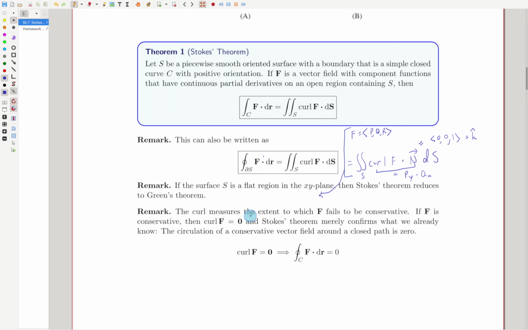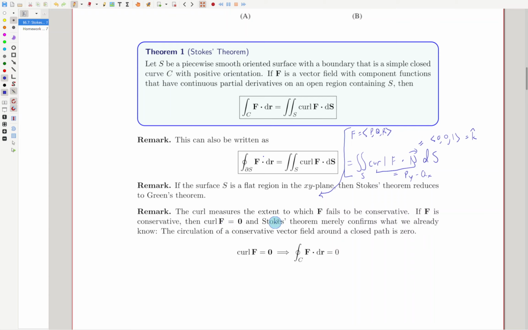Okay. What else? So one way you can think about curl is that it measures the extent to which the vector field f fails to be conservative. So you know that if the vector field f is conservative, then curl of the vector field is equal to 0. Right? That's because, as was previously mentioned, the curl of the gradient of a function is equal to 0. Right? And so if f is conservative, then that means it comes from a potential function. It means it is equal to the gradient of some potential function. So curl of grad of some function is always equal to 0. So we know this for sure.